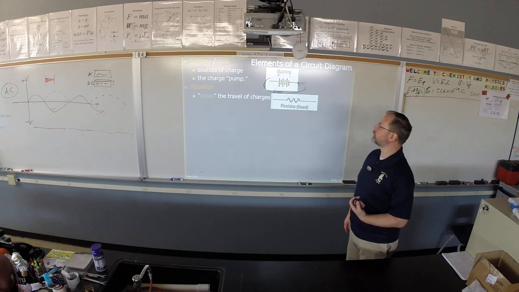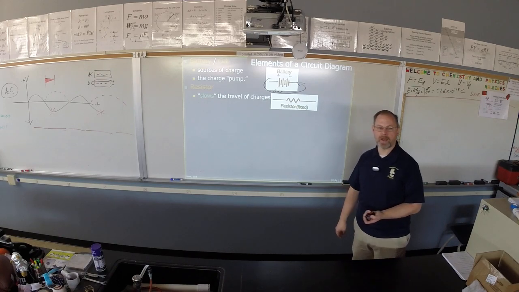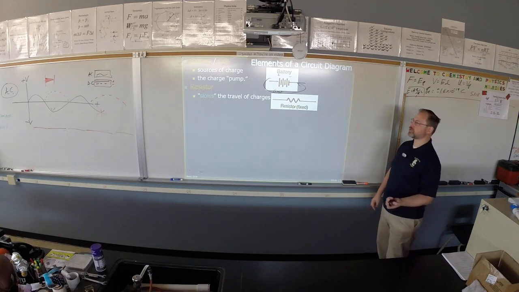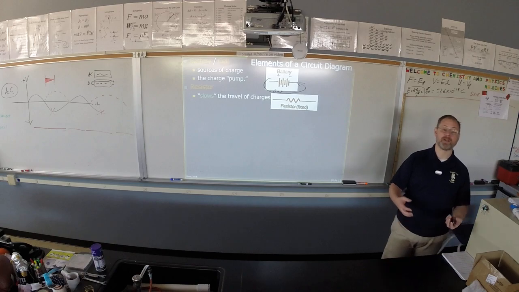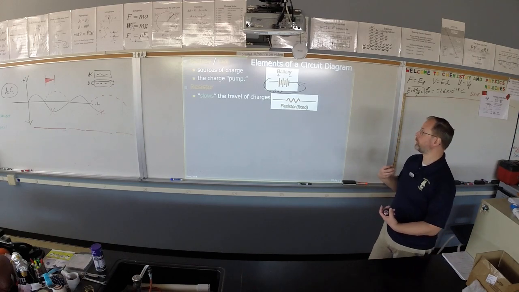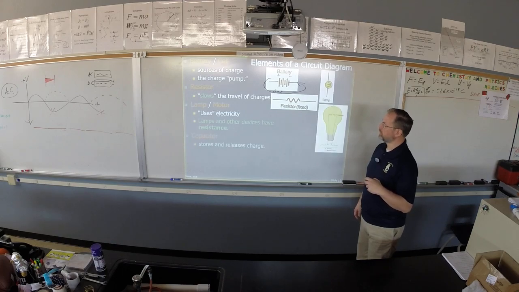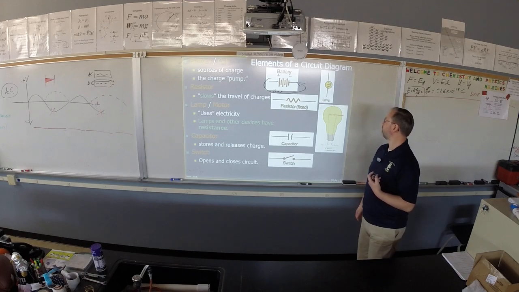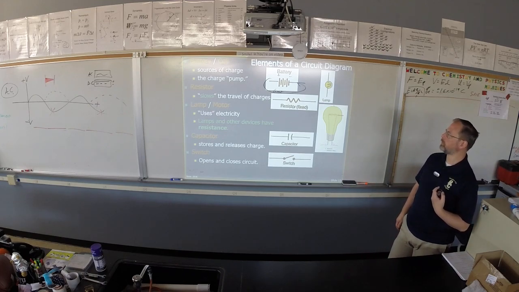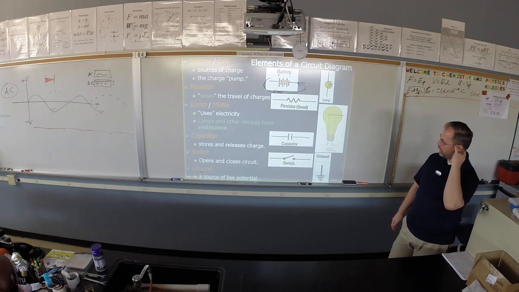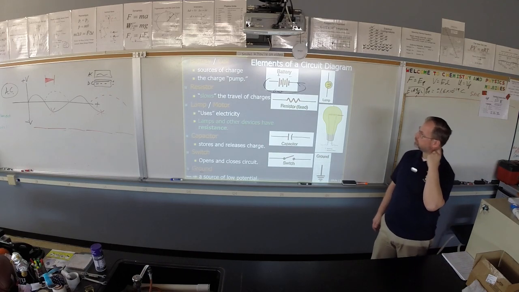A resistor slows the travel of charges, and just like wind slows down as it goes through a turbine, slowing down charges allows energy to be extracted from those charges. Lamp, motor, capacitors we're not going to talk about, and the switch, hopefully that's obvious. And the ground is a source of low potential.